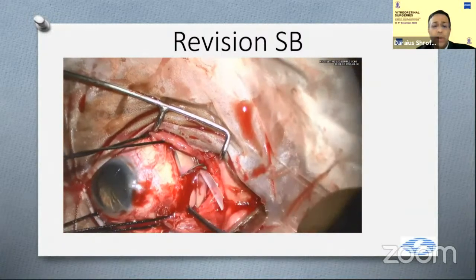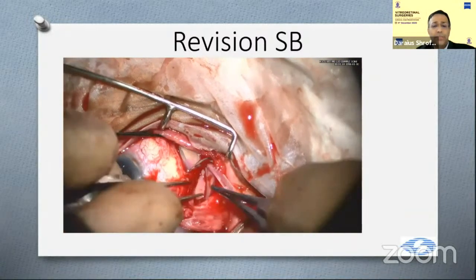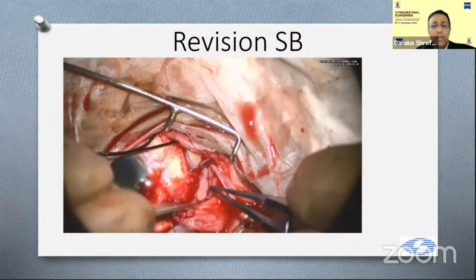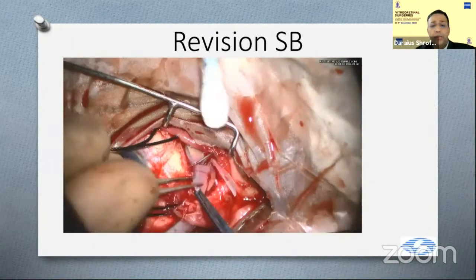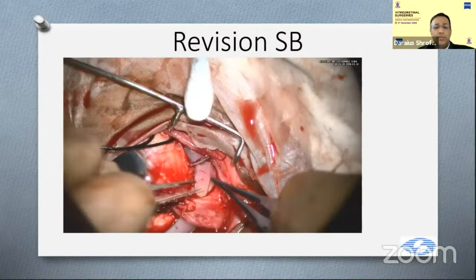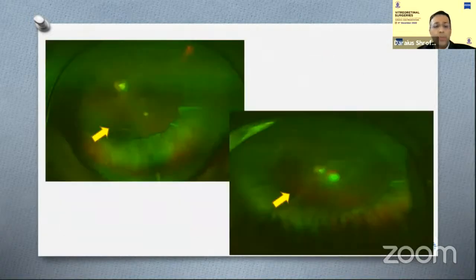So this is just above the medial rectus. And this is where the buckle element was missed, and there was a missed break located superonasally. So this could be covered. And you can see the post-op Optos picture with a well-attached retina below. And the patient had a restoration of vision.